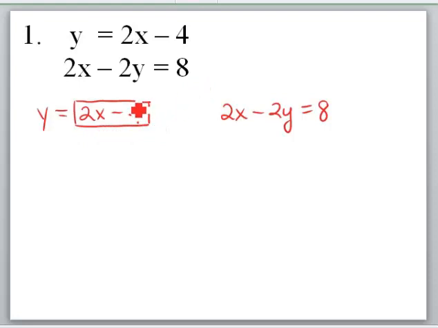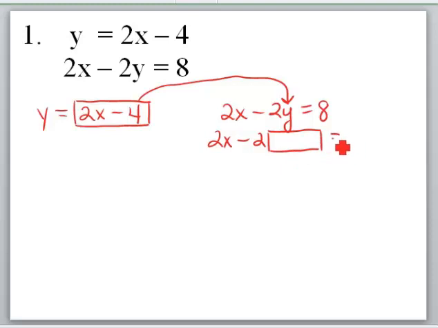So I'm going to take this box, that's what y equals, this rectangle, and I'm going to put this rectangle in for y. So I'm going to rewrite everything that's there except that y, I'm going to put a rectangle there for. So I'm making a substitution for y. Instead of writing y, I wrote this rectangle. Well, I'm going to fill in the rectangle with what it equals, 2x minus 4. So what this really says is I have 2x minus 2 times 2x minus 4 equals 8.